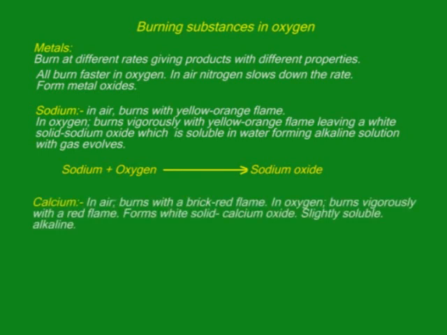As for calcium, it burns in air with a brick red glow. In oxygen, it burns vigorously with a red flame, and the product is calcium oxide and calcium nitride. Calcium nitride is a white solid, slightly soluble to form an alkaline solution with evolution of a gas. Let's look at industrial combustion of calcium.